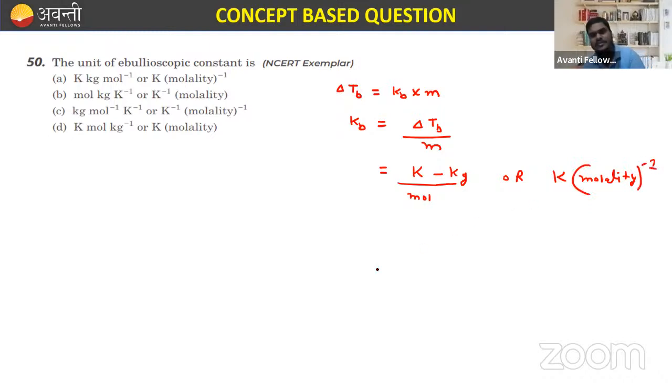So which option is correct, beta? That is K kilogram and mole inverse. So K kilogram and mole inverse, and K molality inverse. Option A is absolutely correct. आई होप सबको समझ आ गया होगा ये ऑप्शन ए कैसे करेक्ट हुआ. बहुत सिंपल क्वेश्चन था, ज्यादा कुछ था नहीं इसमें.